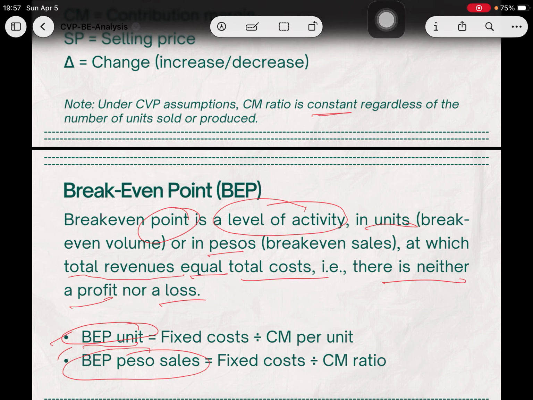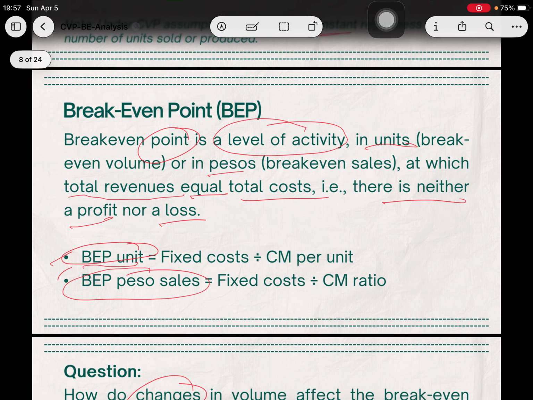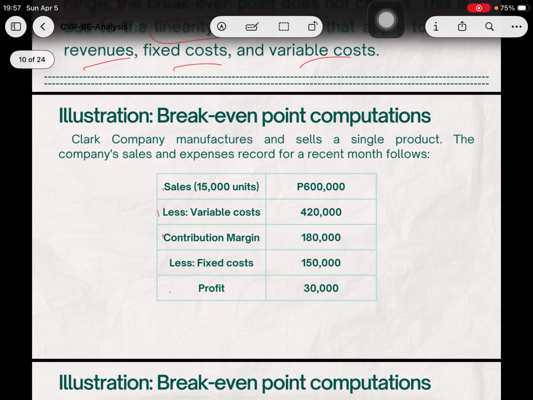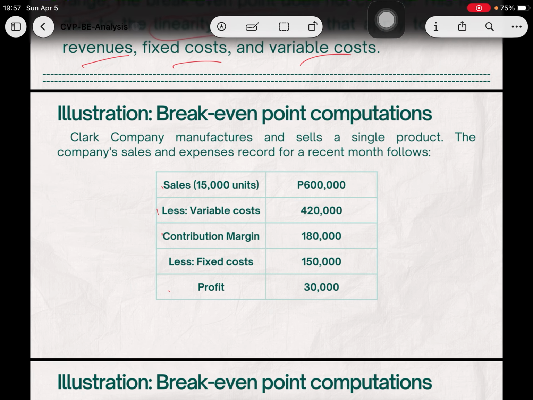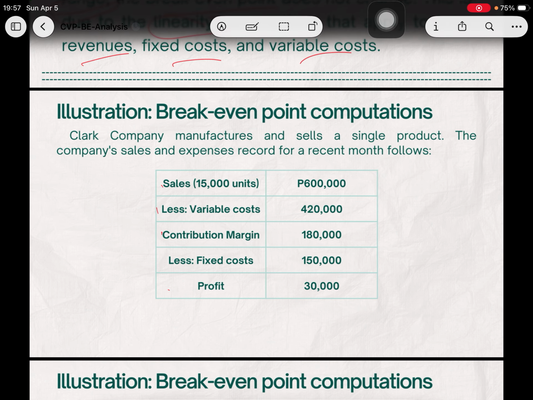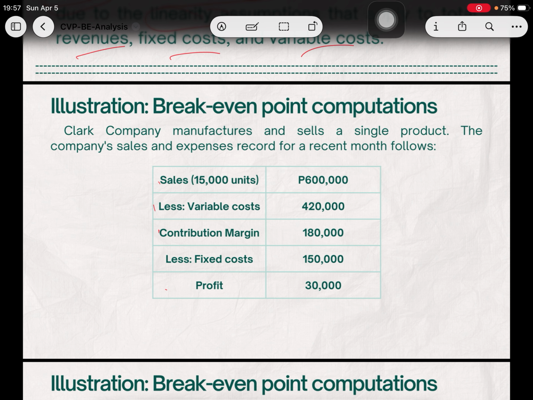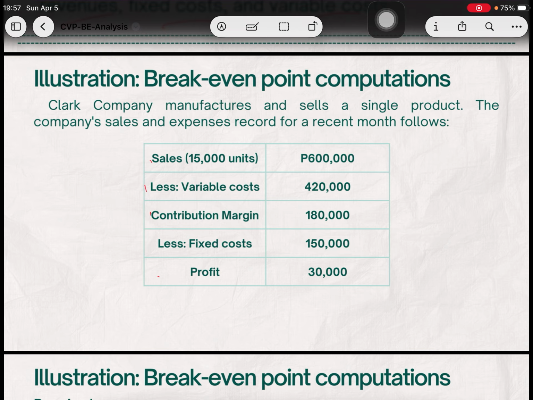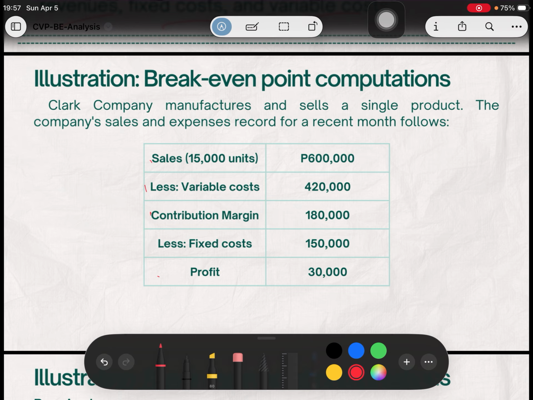variable cost per unit, total variable cost, fixed cost per unit, or total fixed cost. Okay, sige, solve natin. Ayan, so to solve a break-even point problem and CVP analysis problem, ganito yung magiging itsura niya. So, solve natin. Clark Company manufactures and sells a single product.